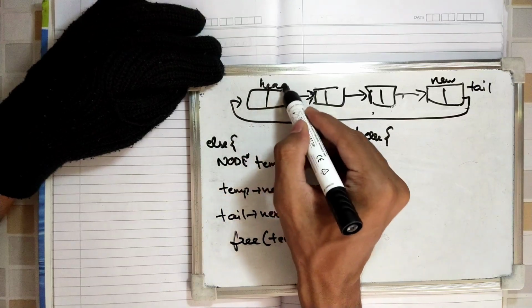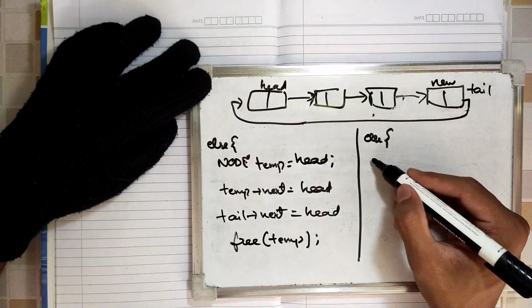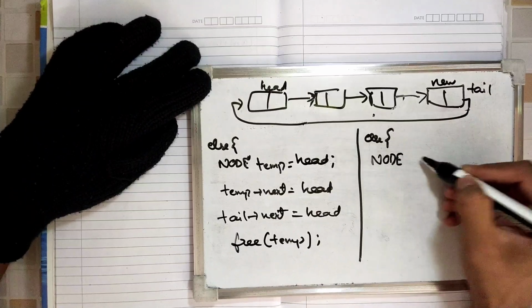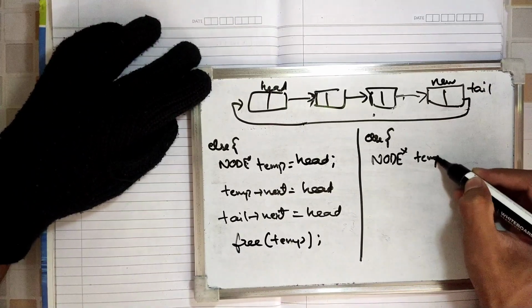So here head was there. Now delete from the end. What will I do? Same thing I have to write here again. I have to use a while loop. Node star temp is equal to head, I have to do.